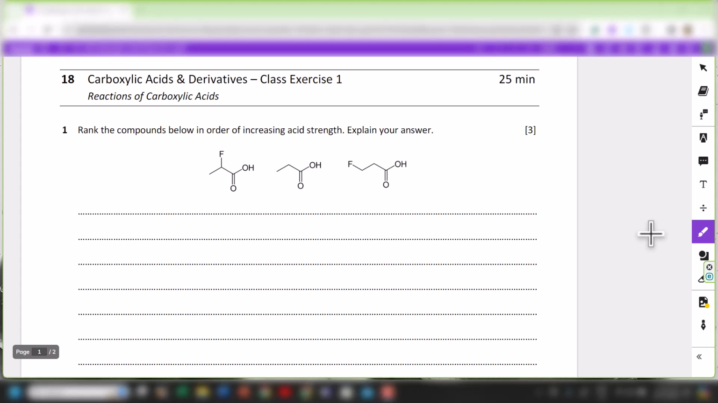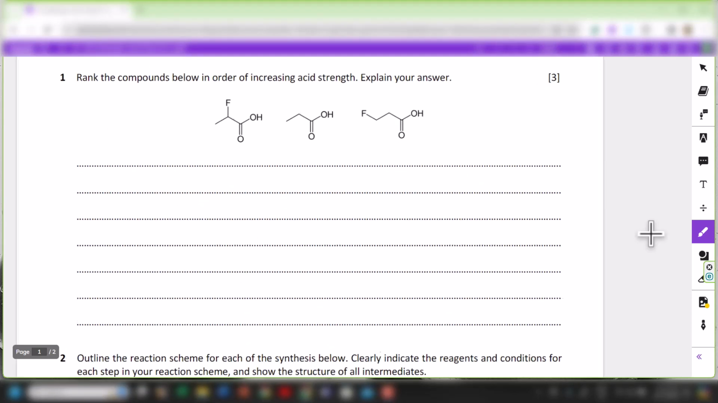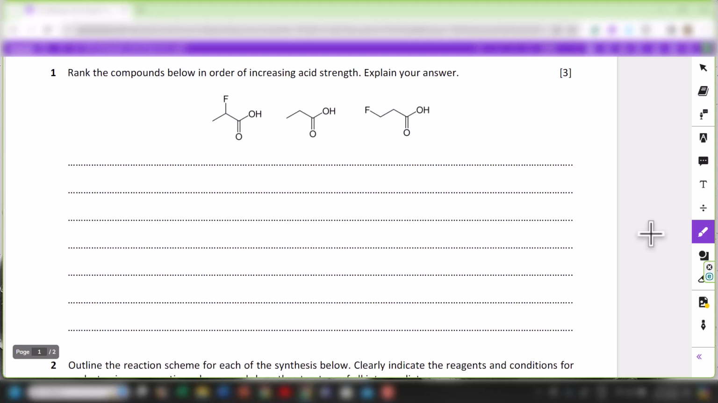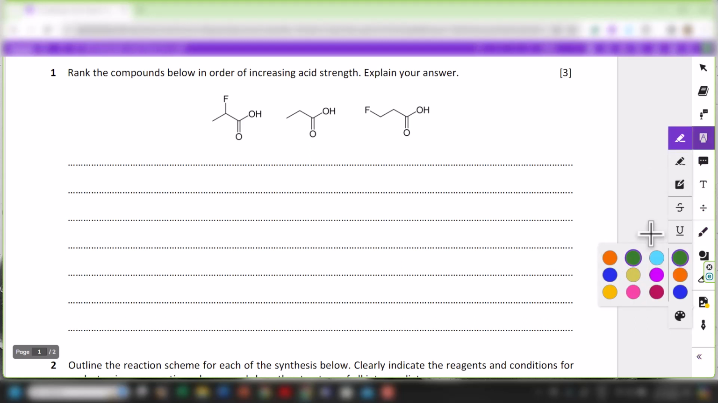Good morning, students. We are going to review class exercise 1 of topic 18, carboxylic acids and its derivatives. So for the first question, you are supposed to rank the compounds below in order of increasing acid strength. Okay, so let's take a look at what these compounds are.